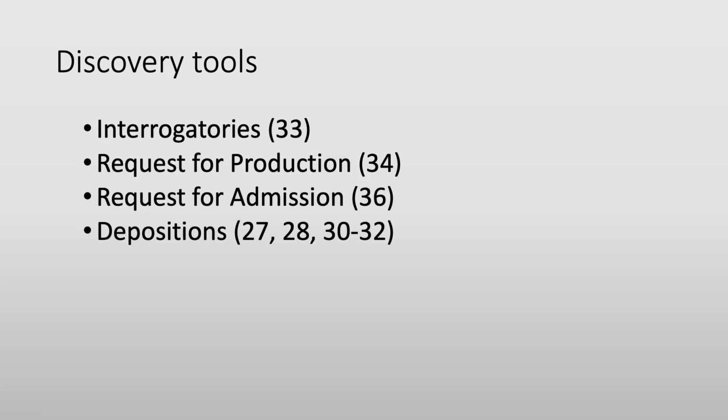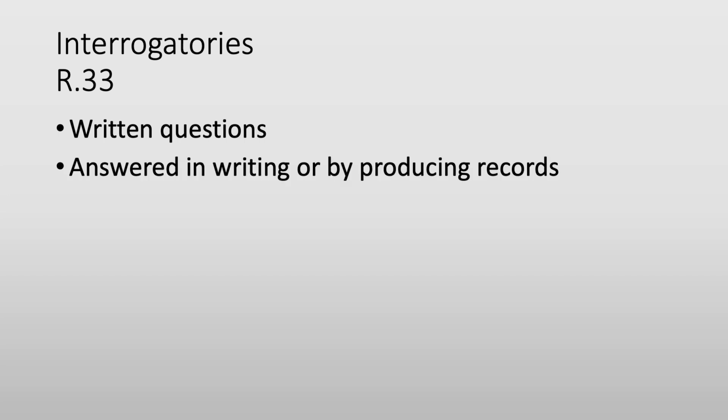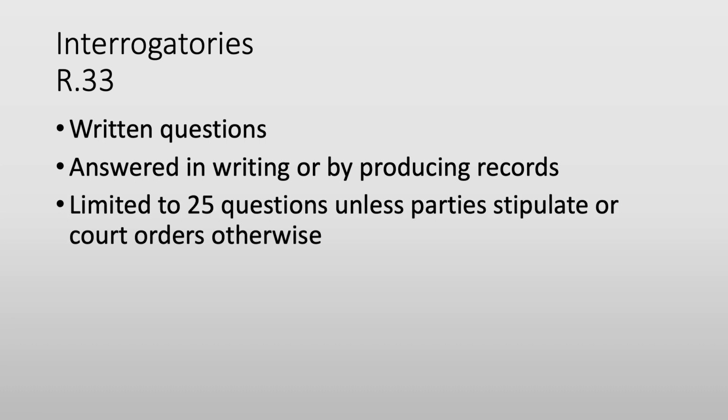So what are the other discovery tools that people use with each other? The main ones are interrogatories, requests for production, requests for admission, and depositions, and I'll go through each of these in turn. So interrogatories. These are written questions that you serve on your adversary. Your adversary answers them in writing, although they can also produce records to answer them. These are generally limited to 25 questions, unless the parties stipulate otherwise or the court orders otherwise, although sometimes people have sub-questions in the questions.